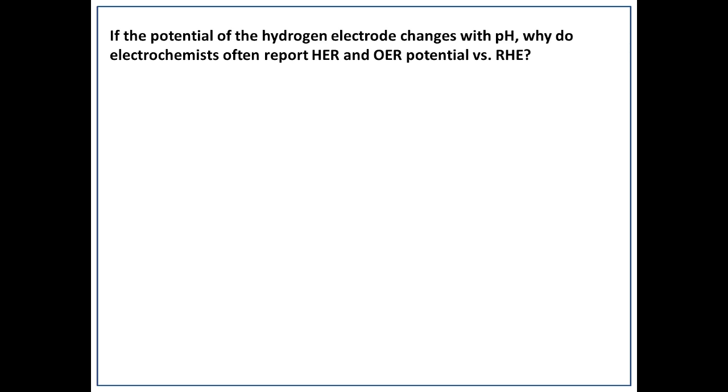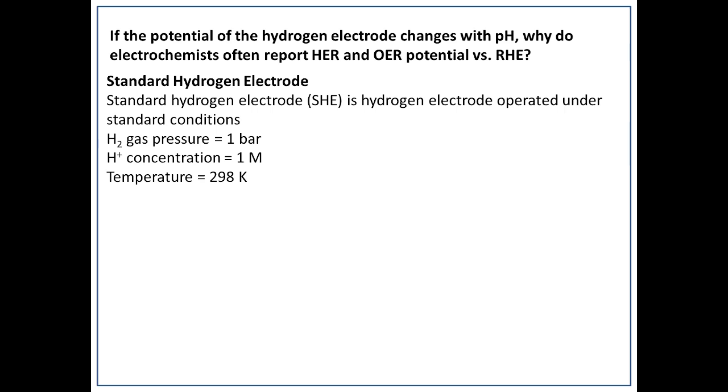Let's understand why. For that, we need to know about the standard hydrogen electrode. The standard hydrogen electrode is the hydrogen electrode operated under standard conditions. Standard conditions are: hydrogen gas pressure is 1 bar, H plus concentration is 1 molar, and temperature is 25 degrees Celsius, 298 Kelvin. We know that the hydrogen electrode reaction is 2H plus plus 2 electrons gives hydrogen.